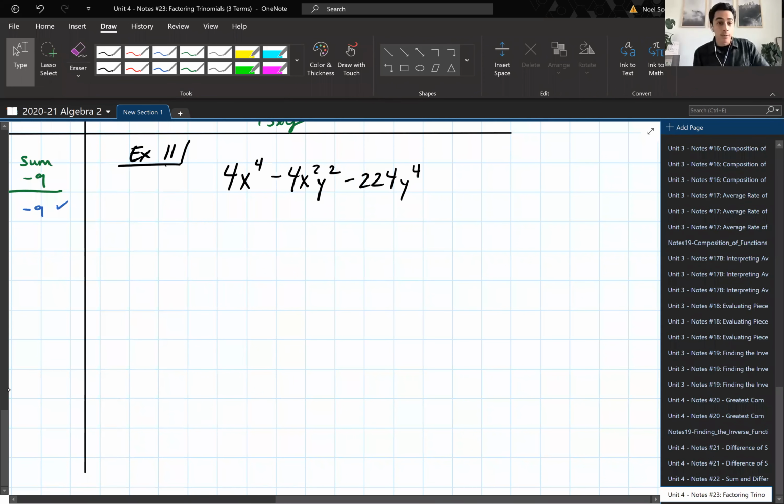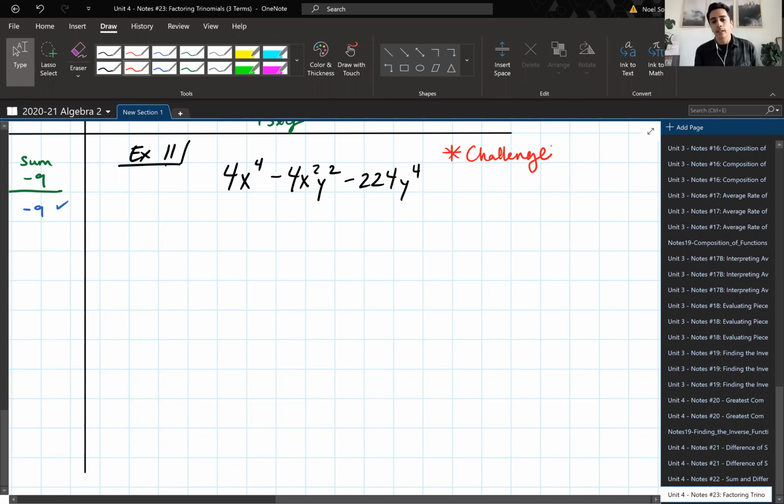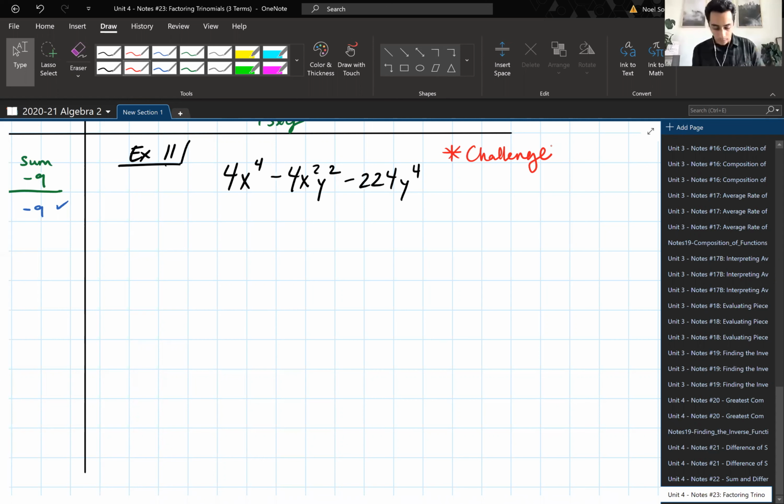And now number 11, I leave to you as a challenge. And we could possibly go over it before you take your quiz on Thursday. So I leave this to you as a challenge. Have it in your notes. Attempt it, right? Try it out. I know some of you like to take on these challenges, and then we will see what you get.